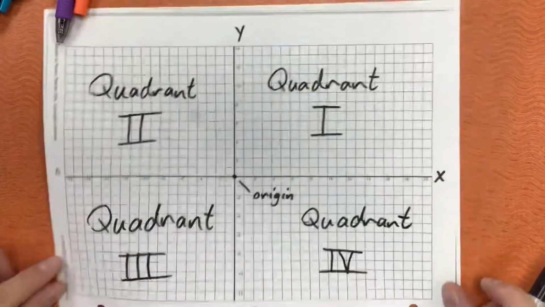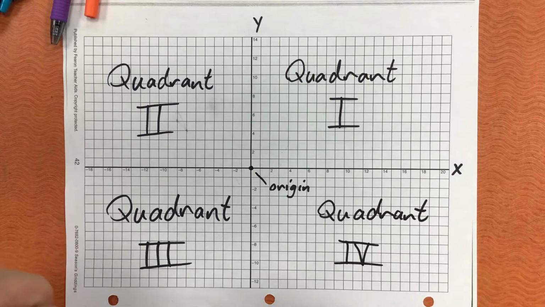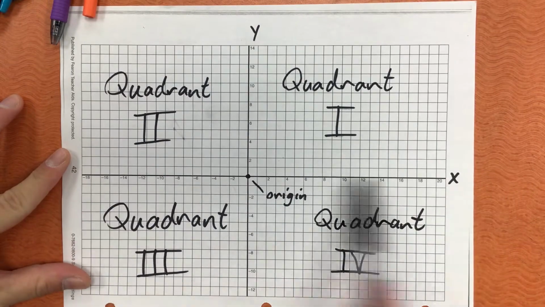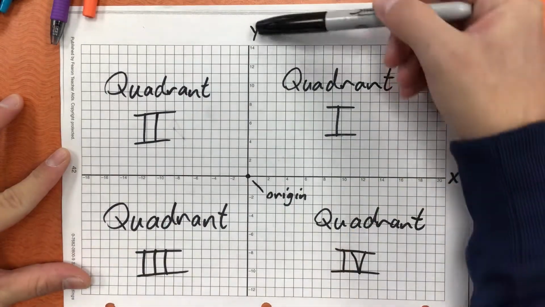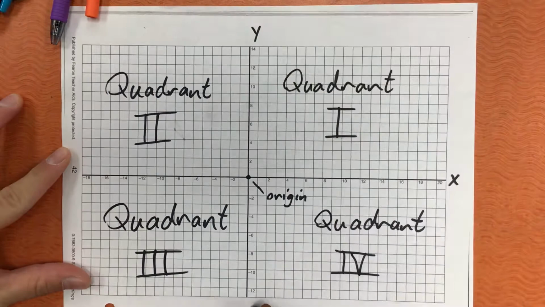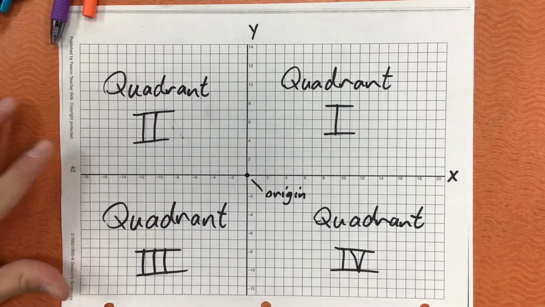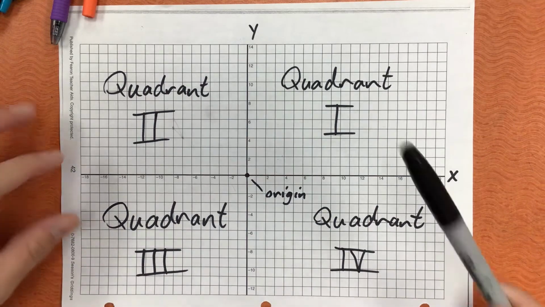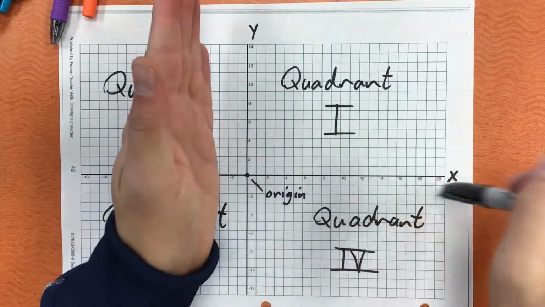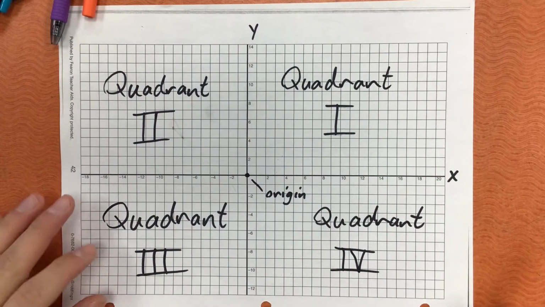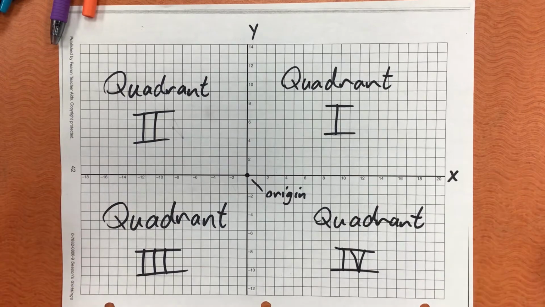Okay? So if you have a coordinate grid, these are the things you need to know about it. You need to know that the origin is right in the middle. You need to know that the x-axis runs this way, horizontal, and the y-axis runs vertical. Quadrant 1, quadrant 2, quadrant 3, and quadrant 4. So if you know you have a point that's in quadrant 1, it's going to be somewhere up on this side, okay?